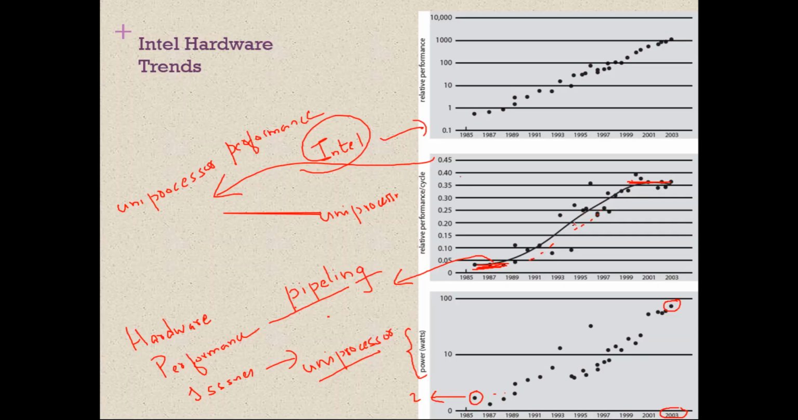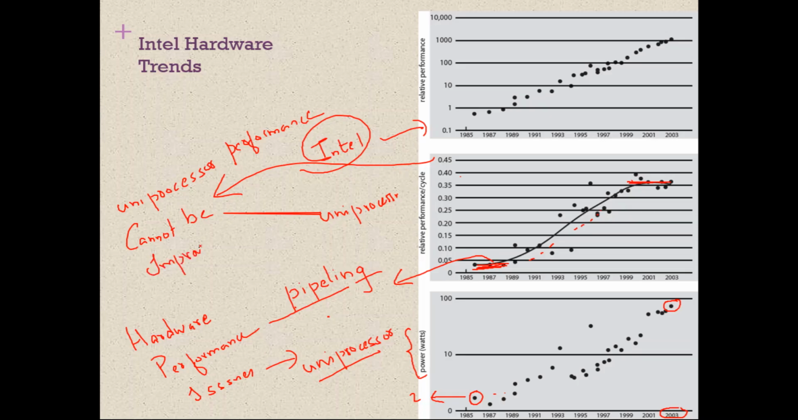Whatever you add, whatever the amount of pipelining, whatever the amount of superscaling, whatever the amount of SMT, symmetric multi-threading you do, its performance is not going to increase, or the increment will be very, very minute. So this graph basically says that the uniprocessor performance cannot be improved further.